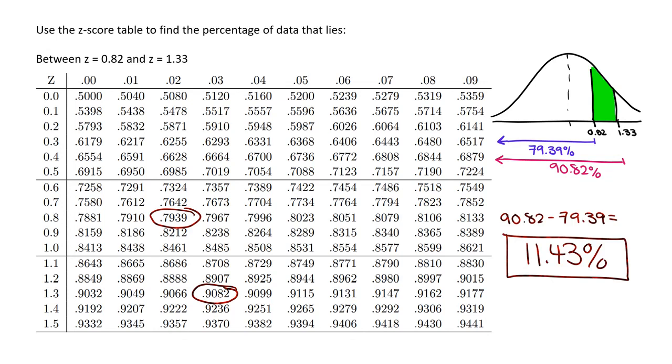I want to know the percentage of the region I shaded in green between those two z-scores. And so I can just subtract those percentages to get my final answer. So final answer, 11.43% of the data lies between the two given z-scores.